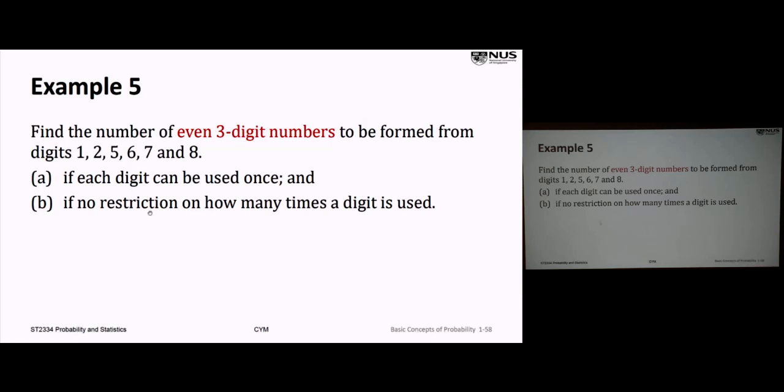except we have 2 possible scenarios. The first possible scenario is if each digit could be used once and only once, and otherwise if there's no restriction on how many times I can use a digit. Okay, and again, the solution is very similar to the one we did before.